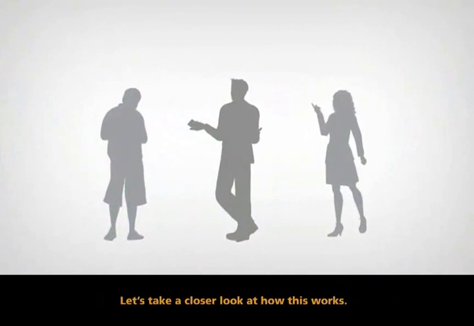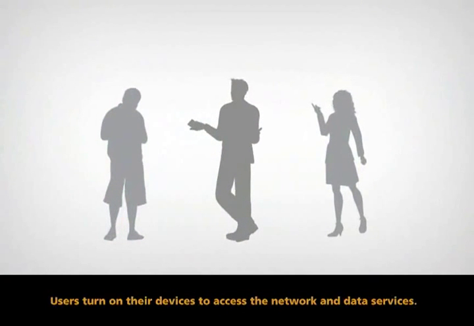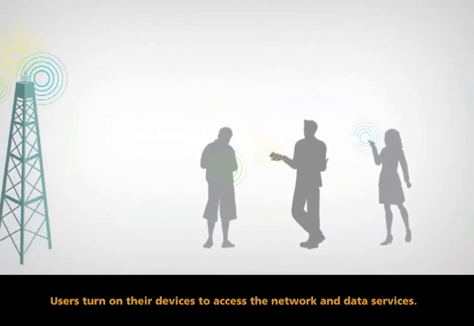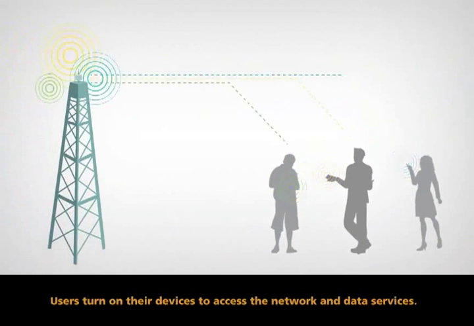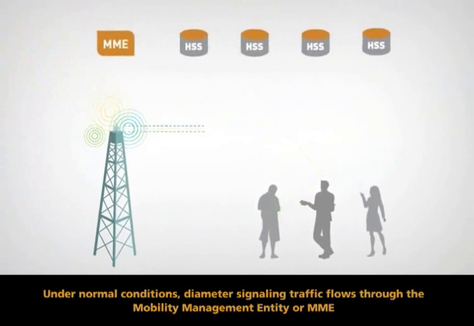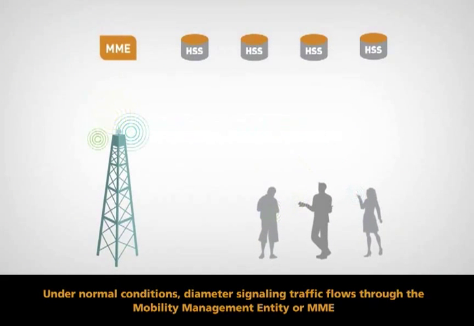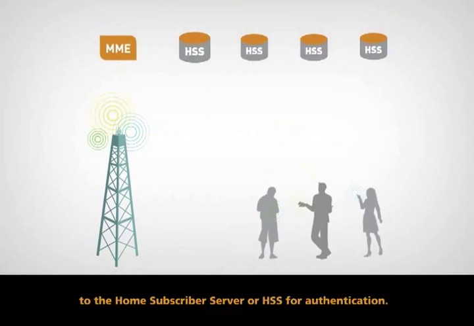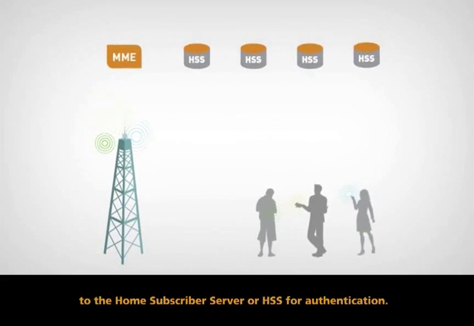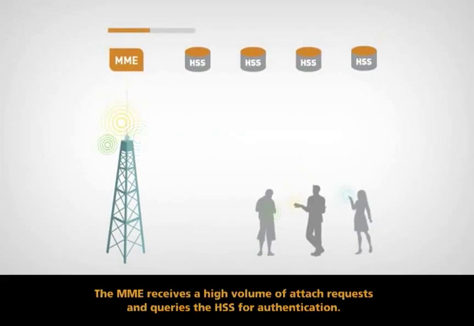Let's take a closer look at how this works. Users turn on their devices to access the network and data services. Under normal conditions, diameter signaling traffic flows through the Mobility Management Entity, or MME, to the Home Subscriber Server, or HSS, for authentication. The MME receives a high volume of attach requests and queries the HSS for authentication.